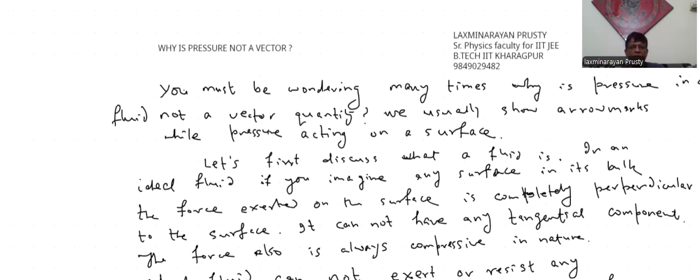Even though we many times represent pressure as some arrow mark, you must be wondering why pressure is not a vector. It is acting on a surface in a particular direction. No, that is a wrong understanding. Pressure has no direction. We'll proceed now to discuss in detail.